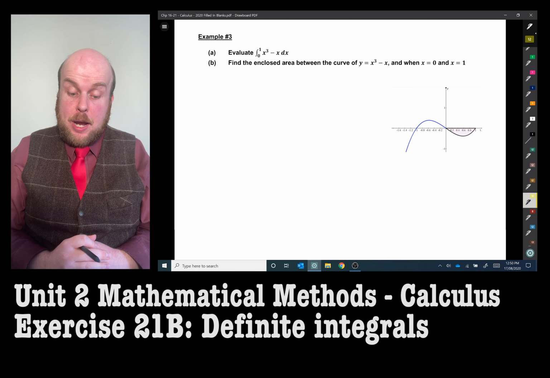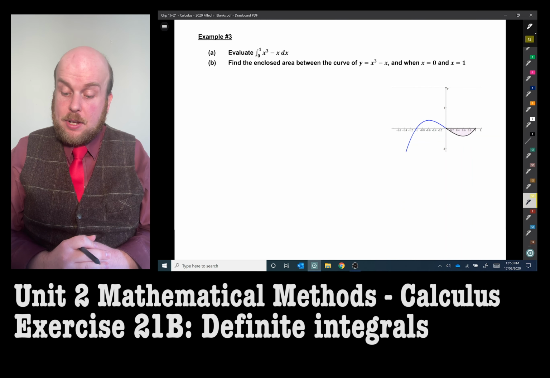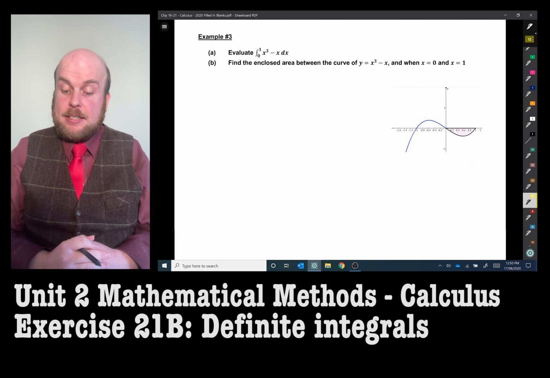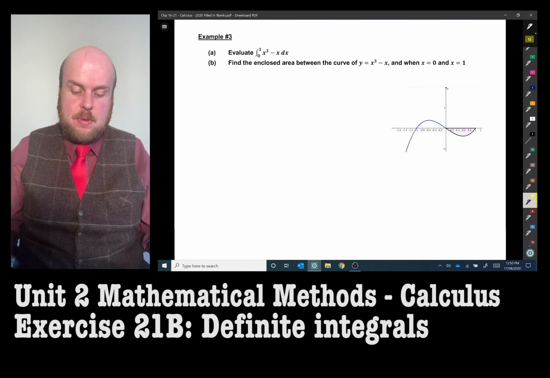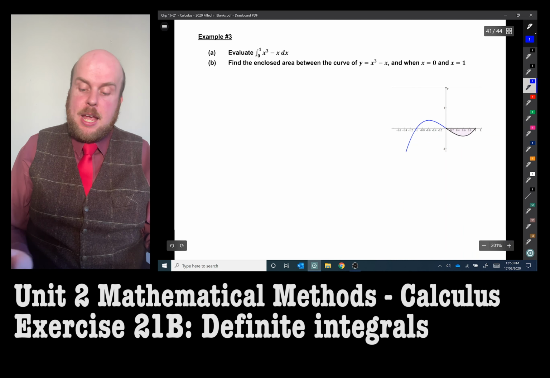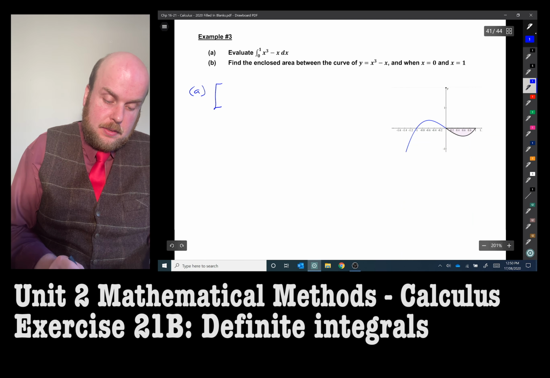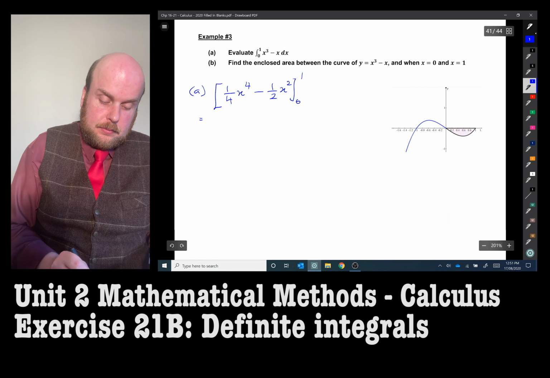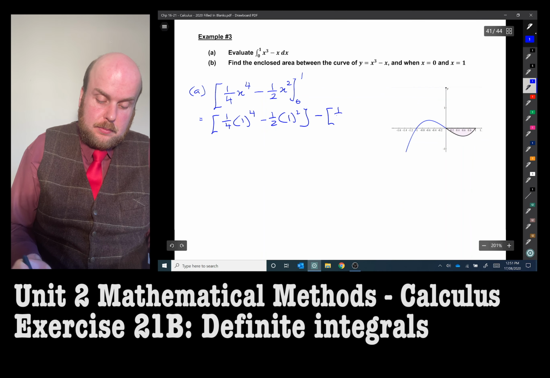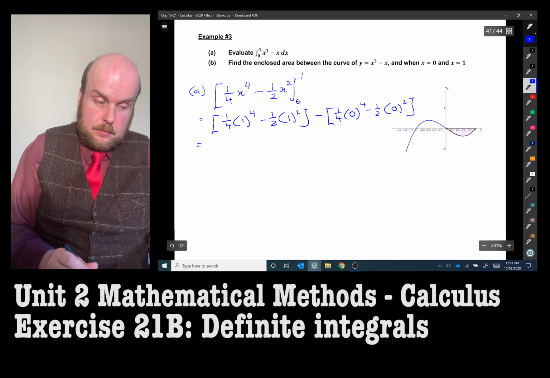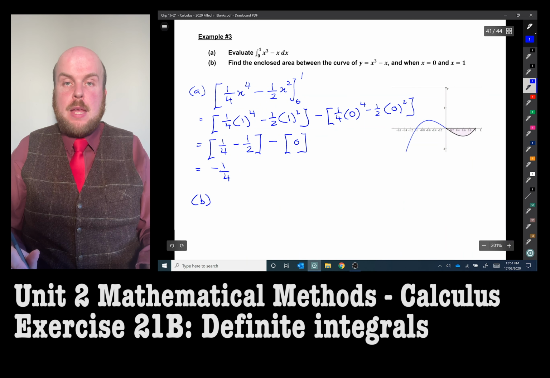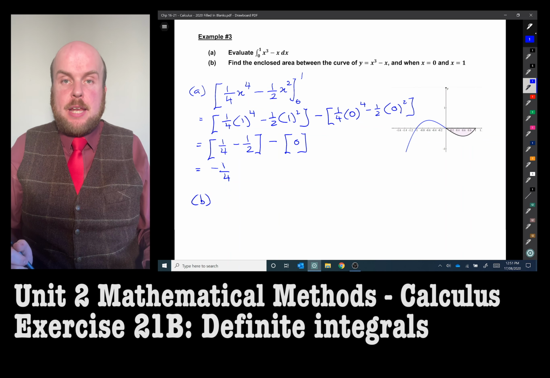Example 3, evaluate the integral from 0 to 1 of x cubed minus x dx, and find the enclosed area between the curve of y equals x cubed minus x and when x equals 0 and x equals 1. So we'll need to do our antiderivatives as per usual, and then we'll solve for this area. So we found our answer here, which is -1/4.